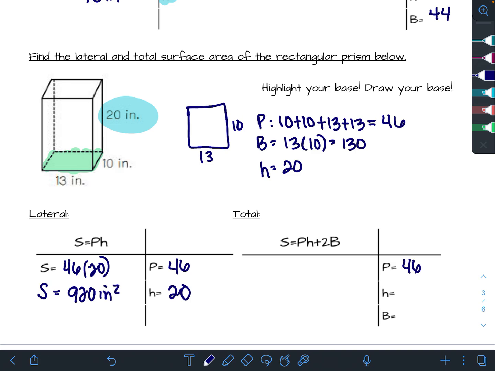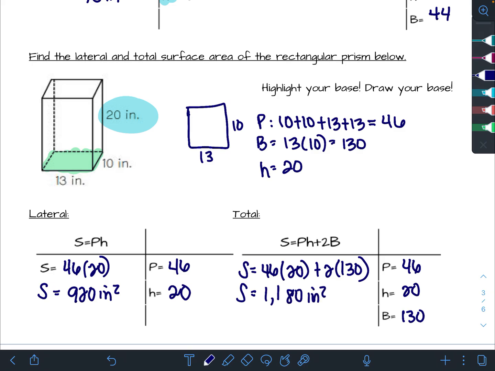Then I have 46 for my perimeter of my base, I have 20 for my height, and then I have 130 for my area of my base. So I have S is equal to 46 times 20 plus 2 times 130. Using this formula and this T-chart is going to save you so many errors. How I am showing you is the easiest way to do this. I've taught it many different ways, and this is the easiest way to find it. It's a little bit of extra work, but it makes sure that you don't miss any little parts. So I end up with a surface area of 1,180 inches squared.